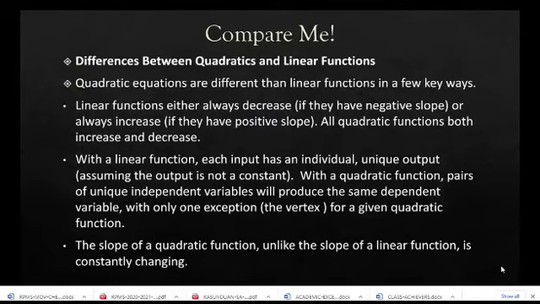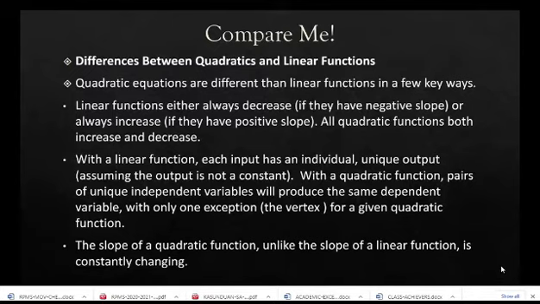Next, with a linear function, each input has an individual, unique output, assuming the output is not a constant. With a quadratic function, pairs of unique independent variables will produce the same dependent variable, with one exception, the vertex, for a given quadratic function. And then, there is a reason behind that, no? When we talk about the graph, since the graph of a quadratic function is symmetrical in its left and right side, that's why there are parts there na alike with the linear function. So we'll go over with that with the discussion of the graphs on the next video lessons.